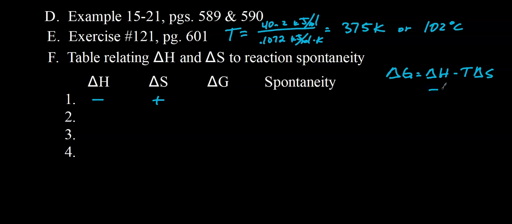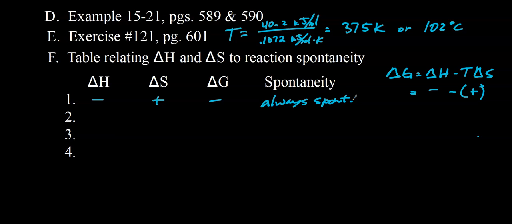If delta H is negative, whoops, and delta S is positive, then that means delta G is going to be negative, no matter what the temperature is. Doesn't matter for T here. So minus a plus, we get a minus. And so we'll say that this kind of process is always spontaneous. Again, meaning no matter what temperature the reaction occurs at, it will occur all by itself.